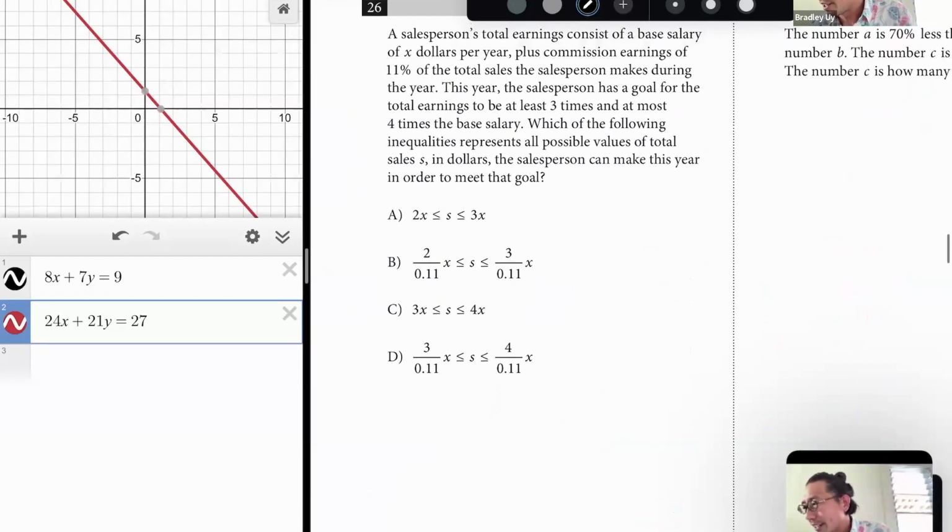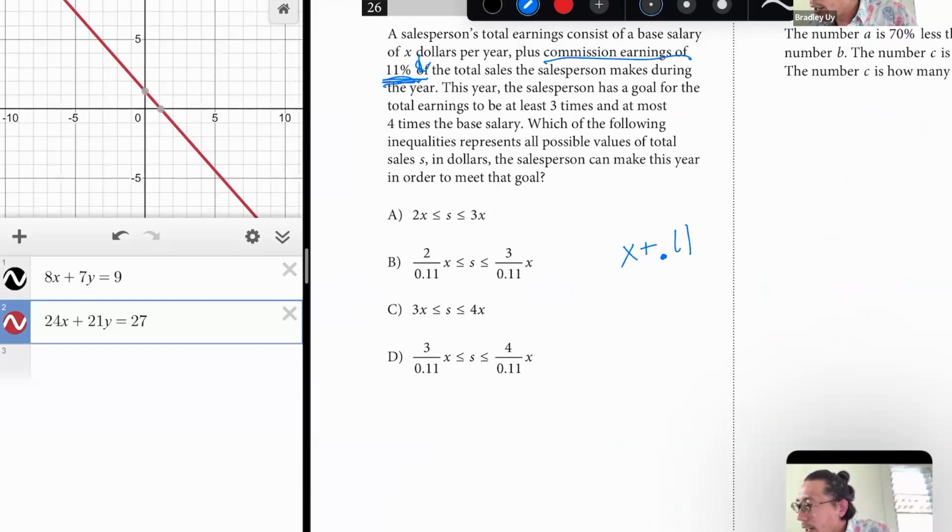Question 26. A salesperson's total earnings consists of a base salary of X. So that's how much you earn just for showing up to work, plus commission. A commission is always a proportion of what you sell. It is 11%, but when you're working with equations and expressions, it should always be turned into a decimal: 0.11 times the total sales.